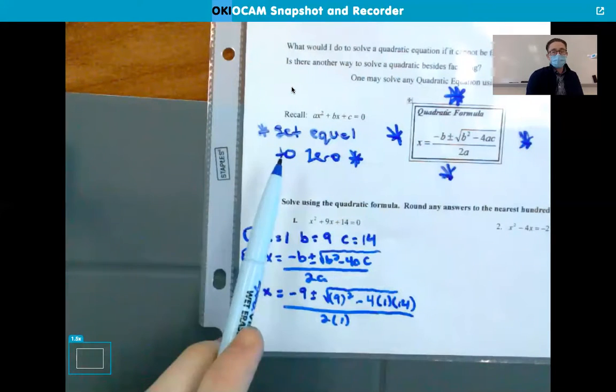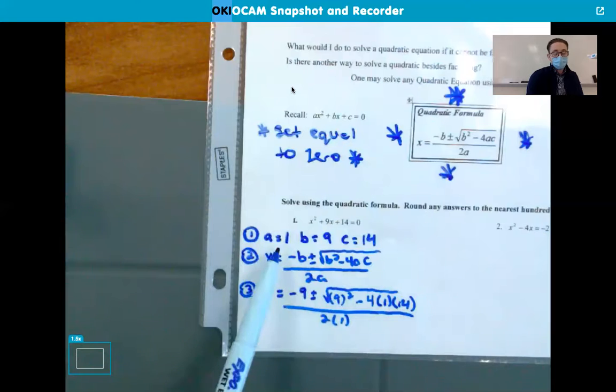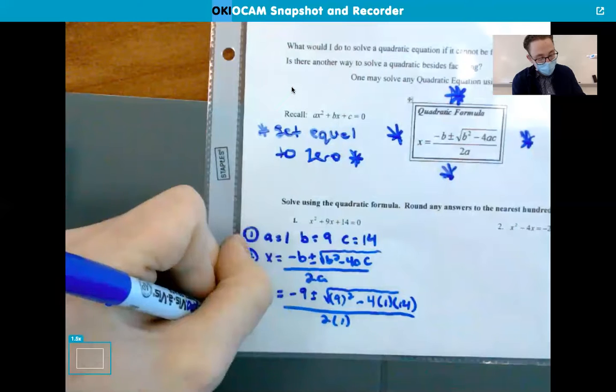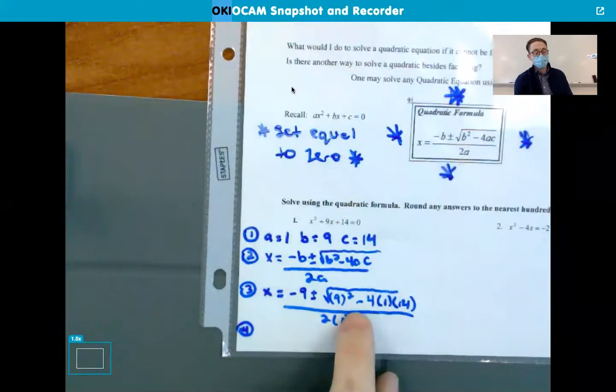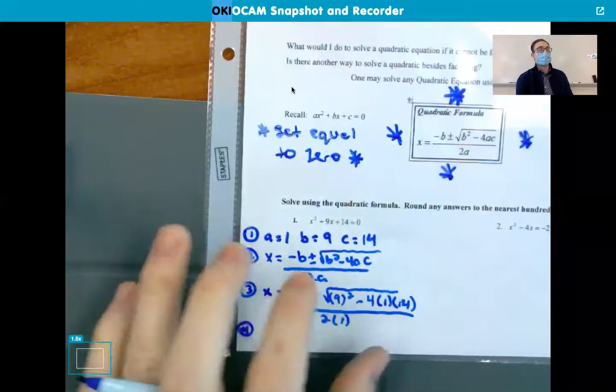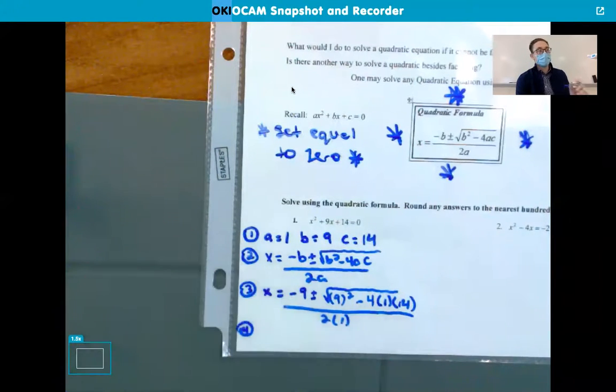So I make sure it's set equal to 0. I list my A, B, and C values. I list my formula. I plug them in. And then my fourth step is to simplify. Okay? Take it step by step. What I would suggest doing is simplify everything inside the square root, kind of in pieces there. So that way you're not doing too many steps at once.